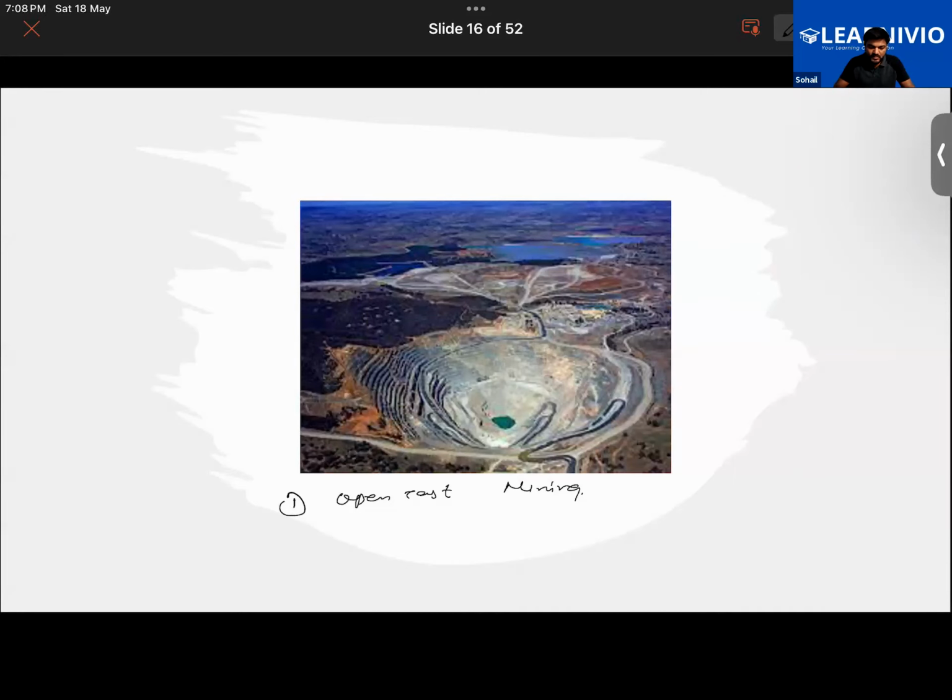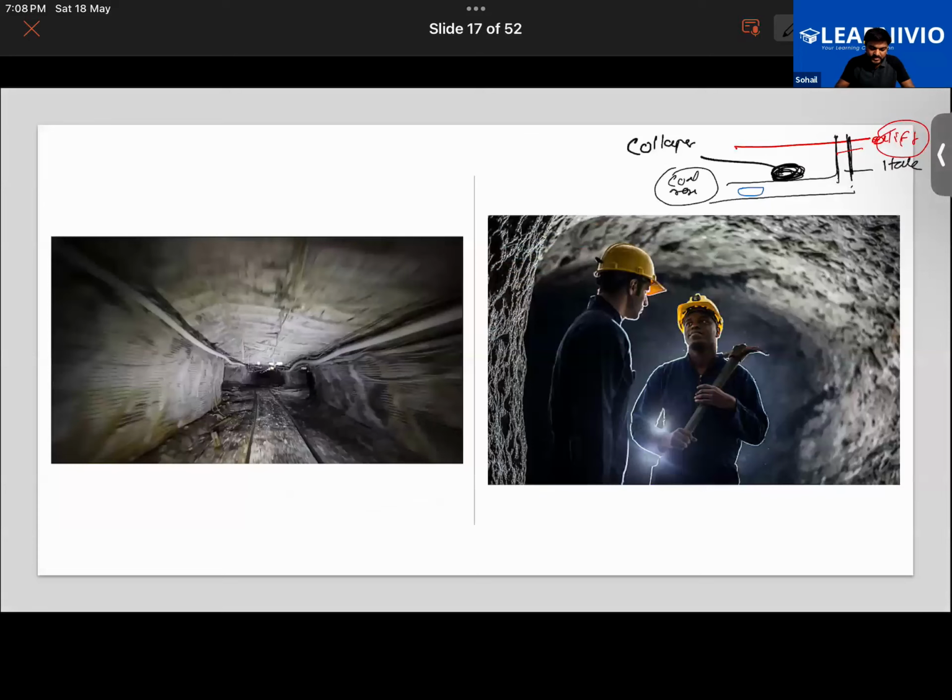Then you have this tunnel mining also, right? Underground mining, in which coal is extracted from deep inside the earth's crust, and it is far more dangerous than that. Now do tell me how open cast mining is different from tunnel mining. Which method is more suitable for extraction of coal?